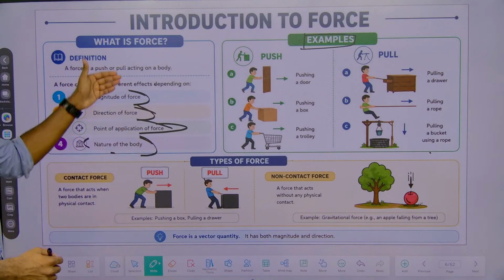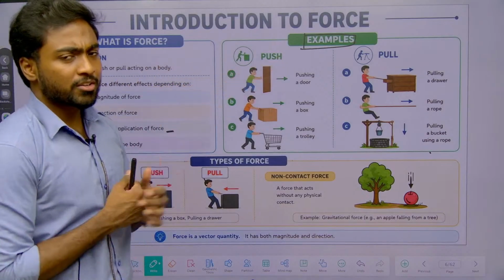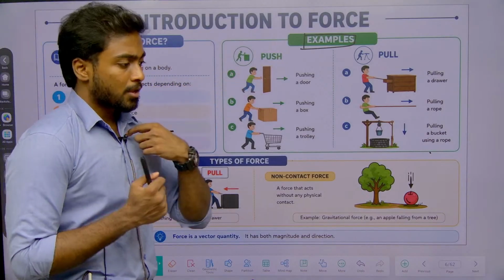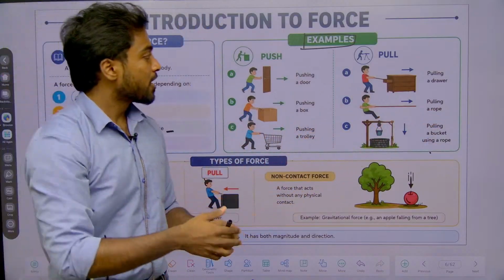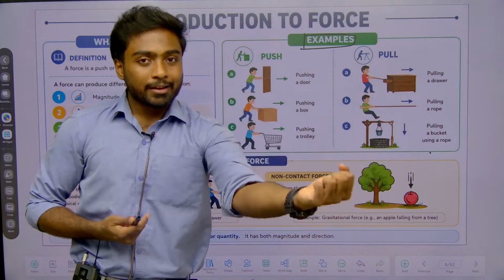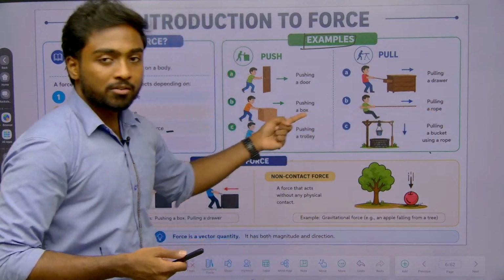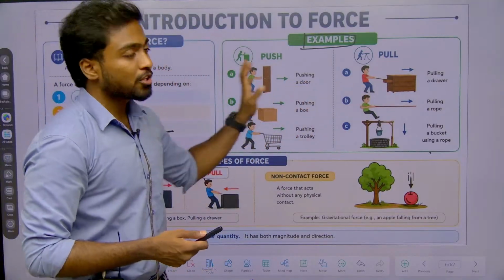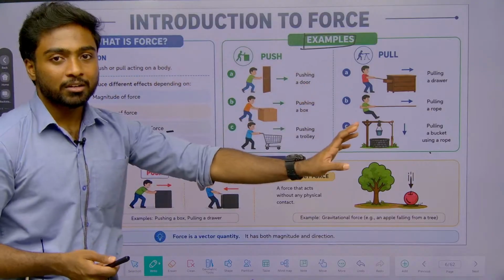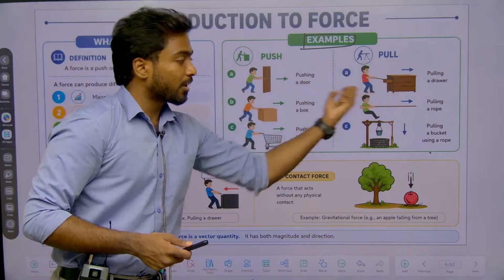If you see here, magnitude, direction: push is nothing but the direction in which you are applying the force, away from you, like you are pushing the object like this. Pull means you are getting the object towards you. Here you are pushing the object away from you, the object is going away from you; here the object is coming towards you.